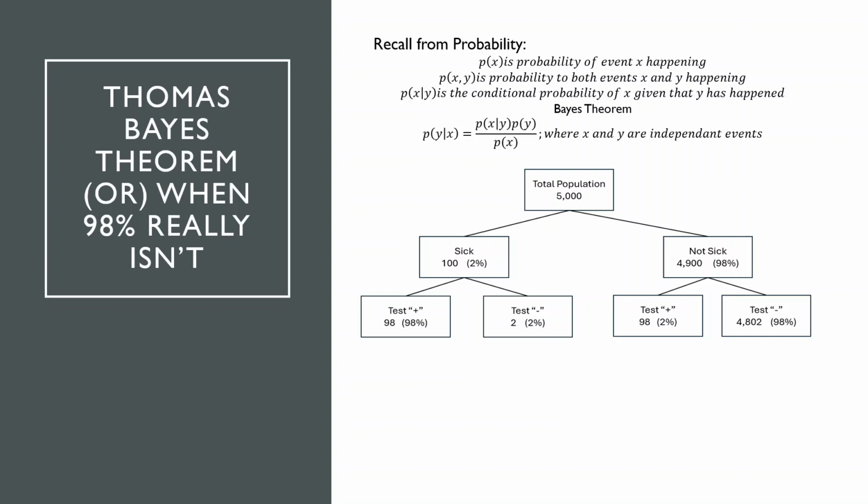So amongst the sick people, 98% will test positive. They'll be registered as being sick, but 2% of those sick people will be told they don't have the illness, or 2 of them.